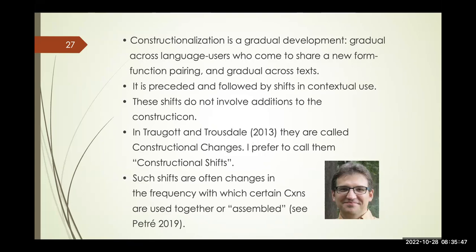These shifts do not involve additions to the constructicon. In my book with Graham Trousdale in 2013, they're called constructional changes. I prefer to call them constructional shifts because they really are shifts, not changes in our definition, which involves establishment of a new relationship. Such shifts are often changes in the frequency with which certain constructions are used together or assembled. This is a very important point that Petre made in 2019, and that's a picture of Petre. So the way in which people use constructions together or assemble constructions is very important in change. I'll come back to that with our case study.